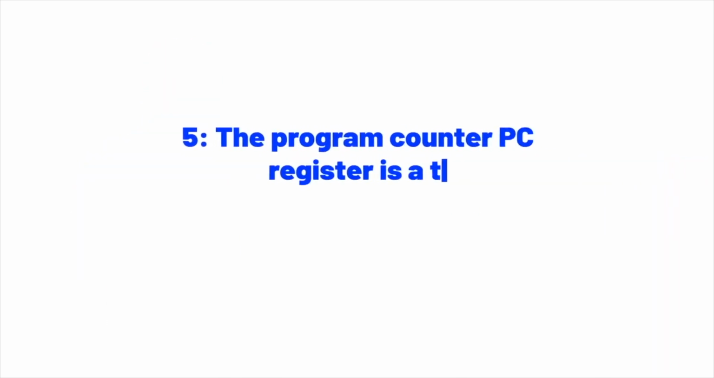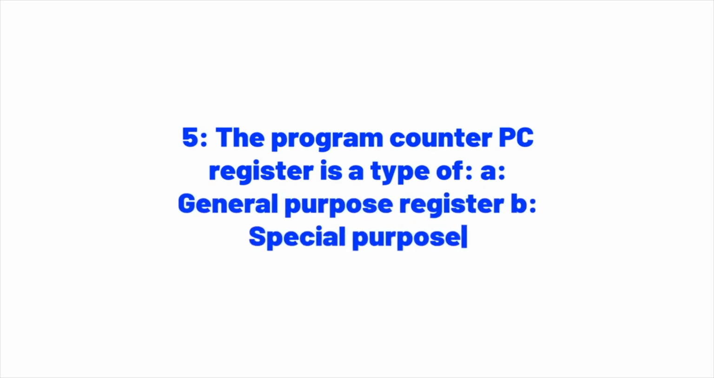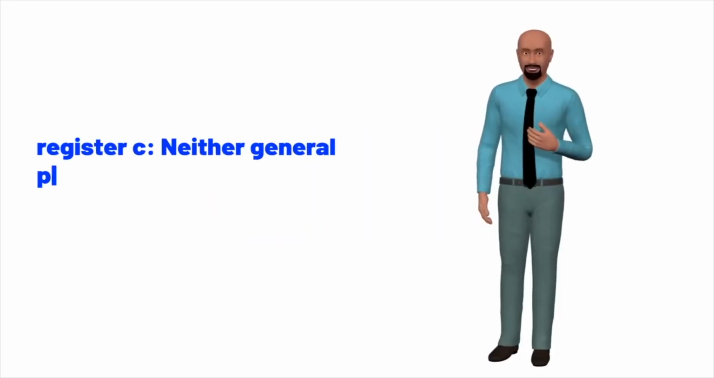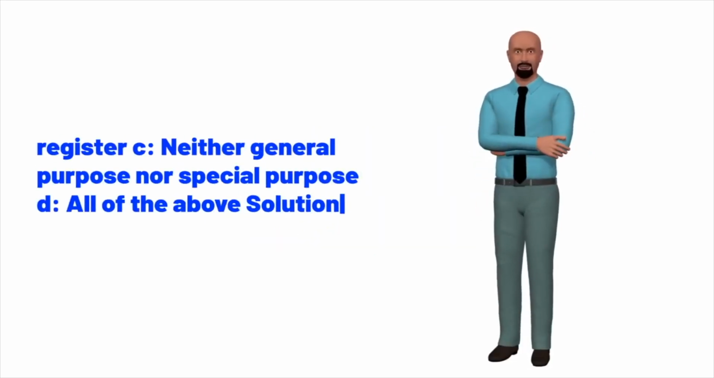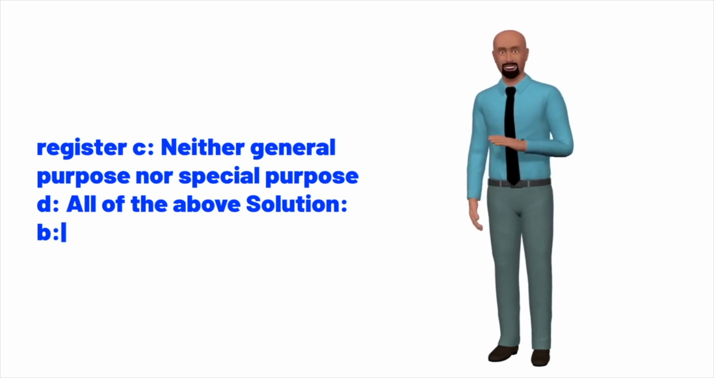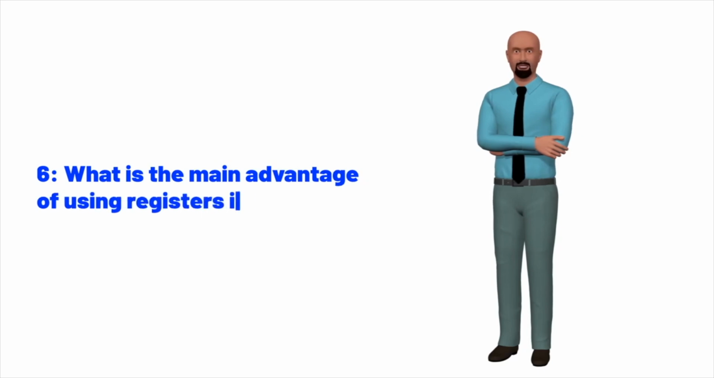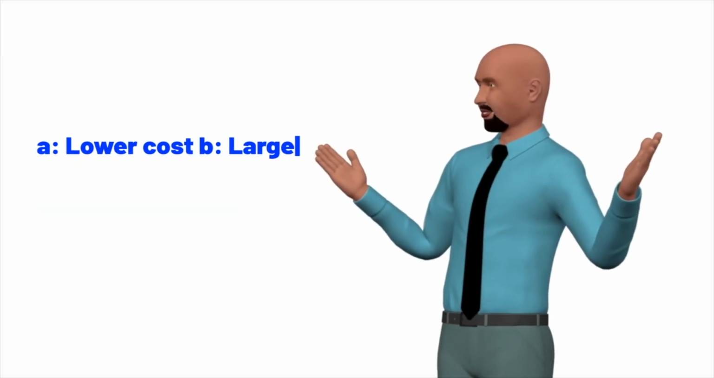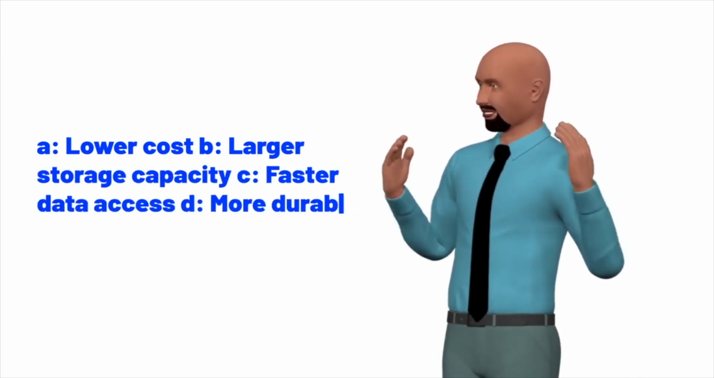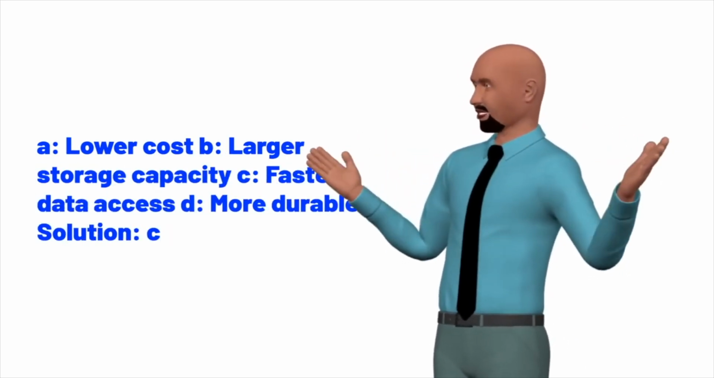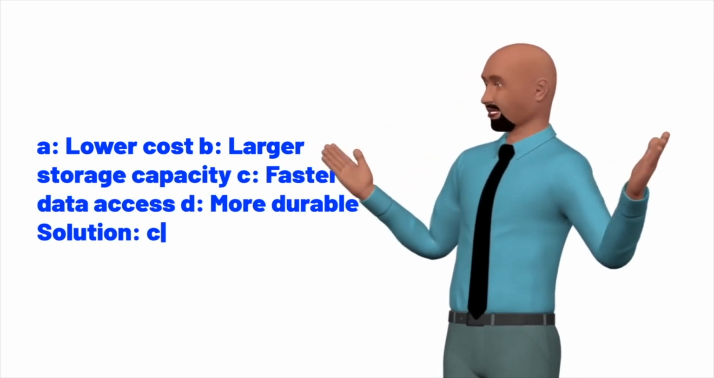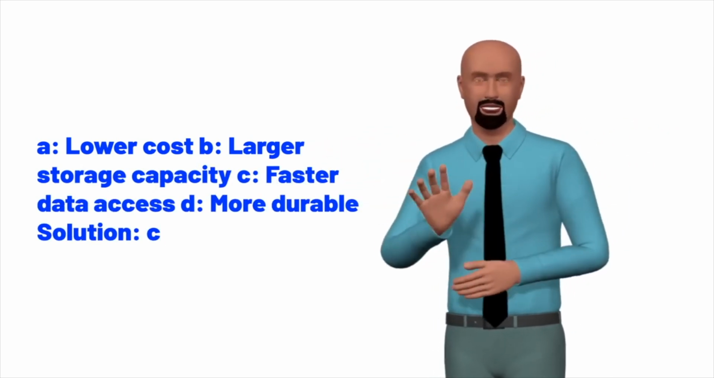5. The program counter, PC, register is a type of A. General-purpose register, B. Special-purpose register, C. Neither general-purpose nor special-purpose, D. All of the above. Solution. B. 6. What is the main advantage of using registers in the CPU? A. Lower cost, B. Larger storage capacity, C. Faster data access, D. More durable. Solution. C.